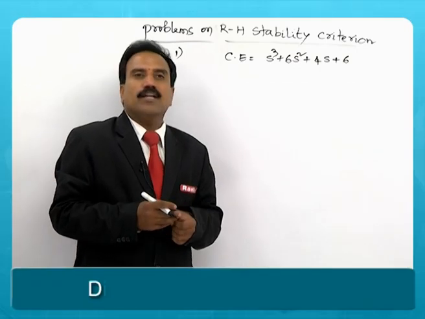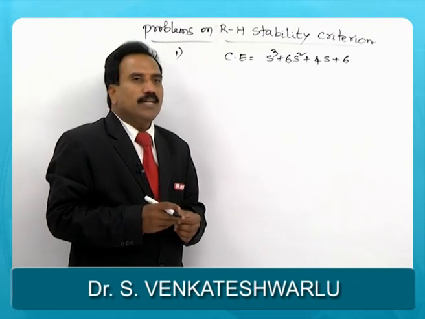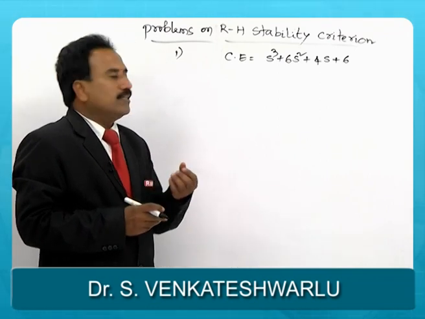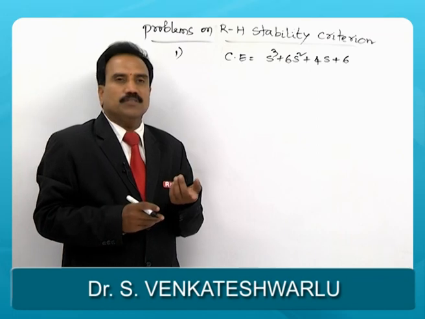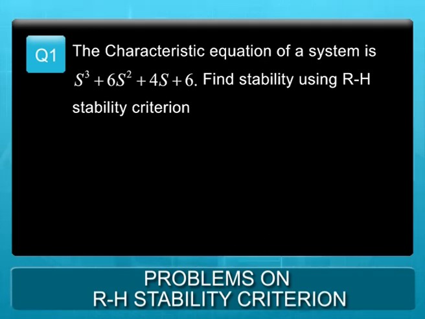Let us apply R-H stability criteria to some of the problems, and the requirement here is a characteristic equation to assess the stability using this criteria. So, let us see the characteristic equation. It is of third order, s power 3 plus 6 s square plus 4s plus 6. Find out the stability using R-H stability criteria.